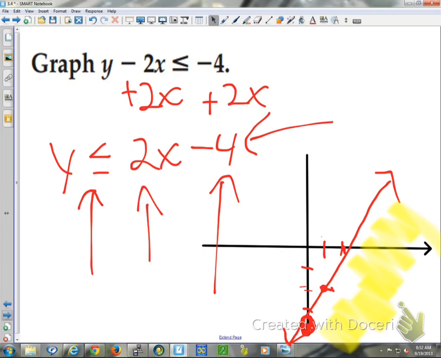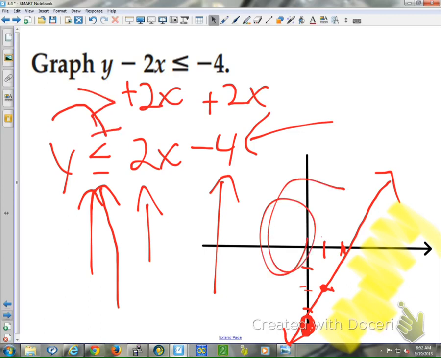The only thing that changed with this and graphing a normal line with slope-intercept is that you have to shade because of the inequality. If y is less than, then you shade below, but if y had been greater than, you would have shaded above. We're going to do another one. In fact, I'll let you try another one, and then we'll compare.